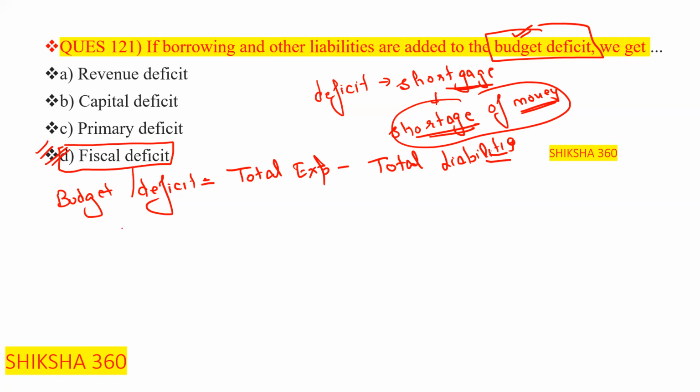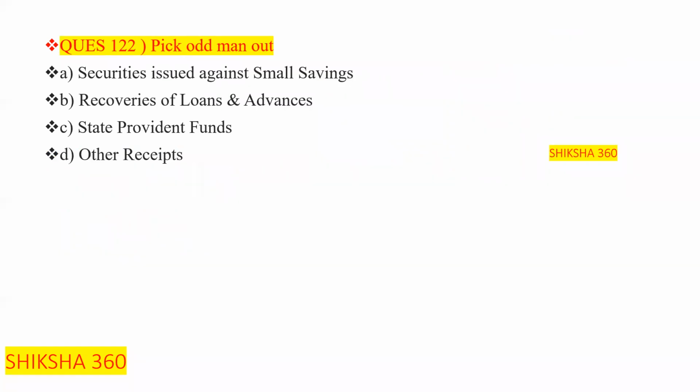So in general, we can say that fiscal deficit is the amount of borrowings and other liabilities. Now move to question number 122.